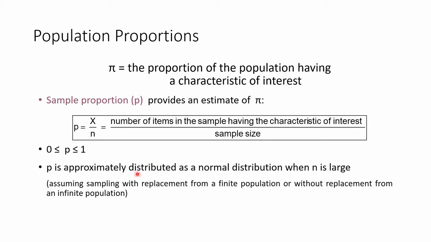P is approximately distributed as a normal distribution when n is large. So you understand it's always good to have a large sample size, because that makes things easier, because you can assume that your distribution is approximately normally distributed, even in the case of sample means or even in the case of sample proportions.